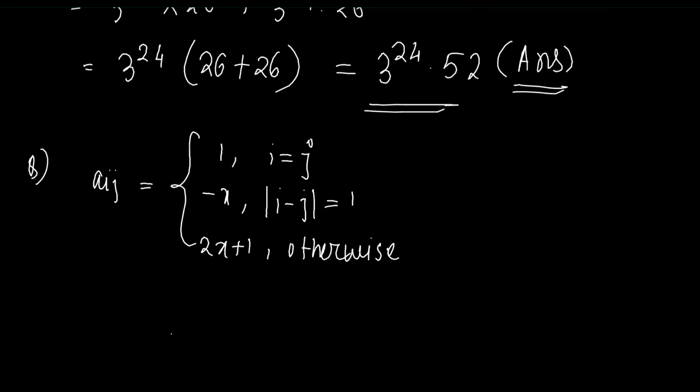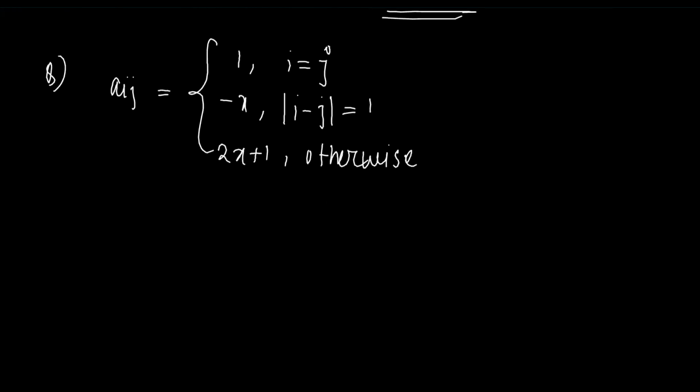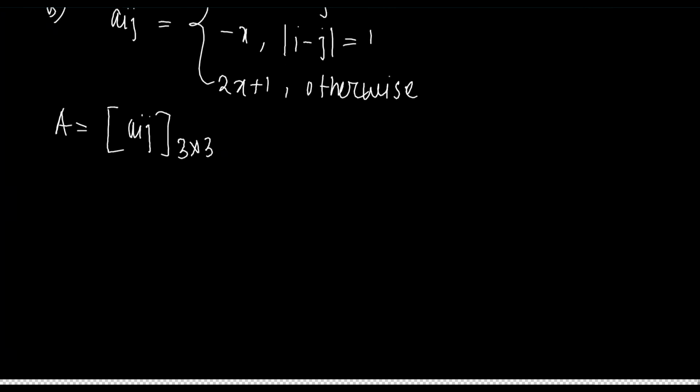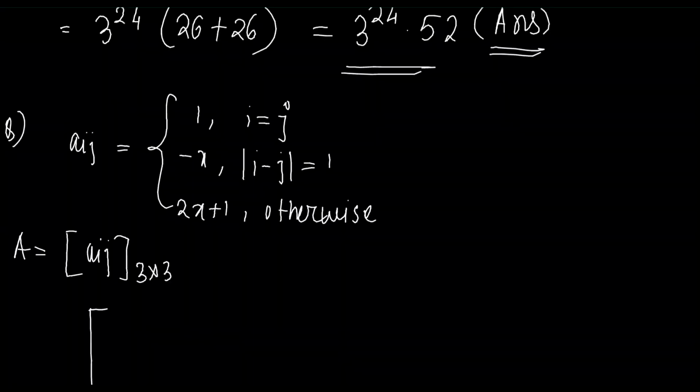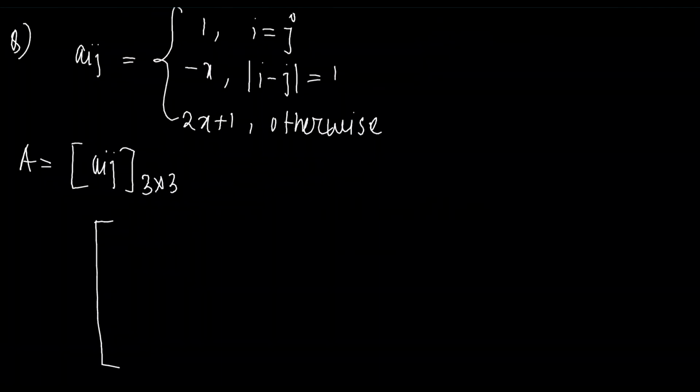So if we write the determinant form of this, no, it is not a determinant, it is a matrix. Here Aij is a 3 by 3 order matrix, so I will write it in matrix form. It is given that when i is equal to j, it will be 1. So A11, A22, A33, that means all the diagonal elements, will be 1, 1, 1.